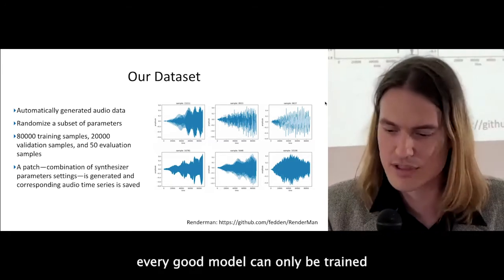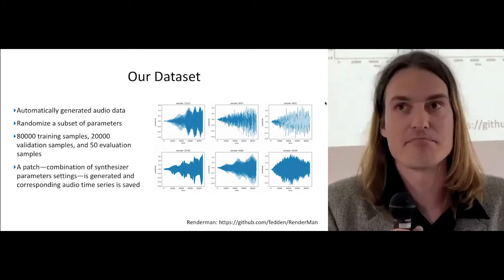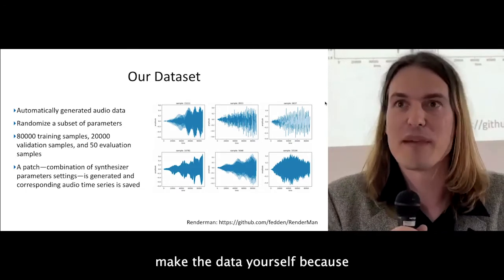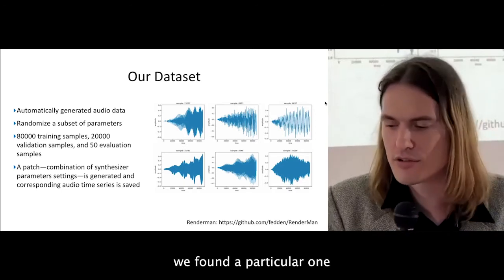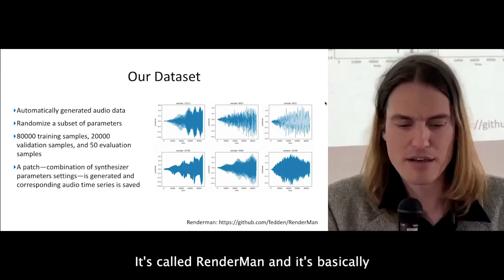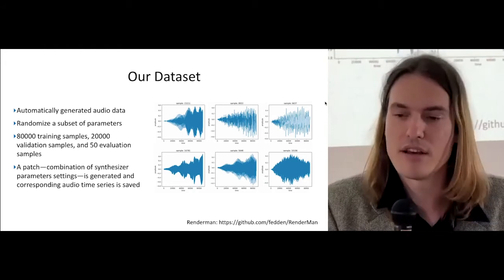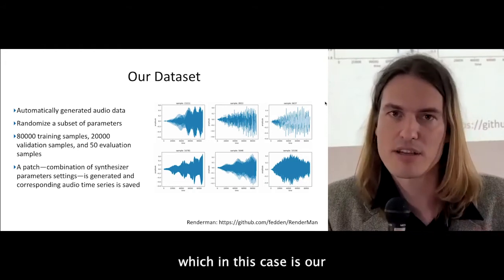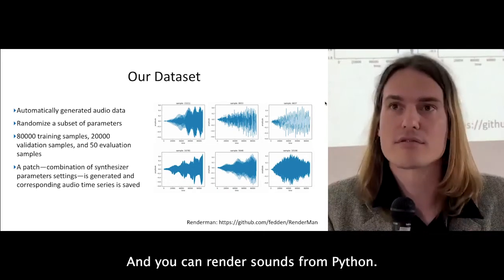Of course, every good model can only be trained if you have good data. So how do you find data? In this case, you can actually make the data yourself because there are some tools. We found a particular one programmed by somebody. It's called HERDMAN. It's basically a tool you can use from Python that accesses your VST plugin, which in this case is our software synthesizer, and you can render sounds from Python.